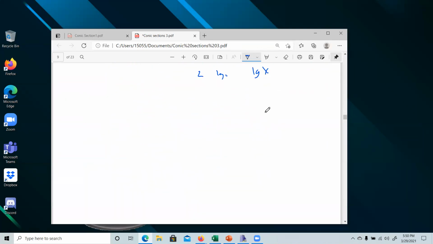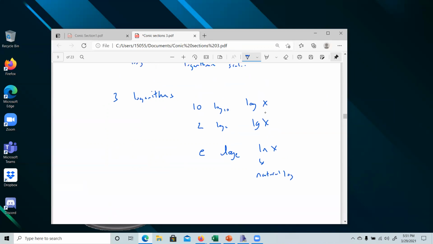And then if you're studying a science that really cares about how things are changing, we use a log base e, and that has a special sign called ln x. This means the natural log. Log is called the common log. Most people, when they say log, they usually mean this.